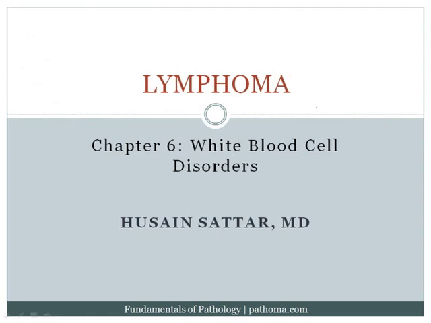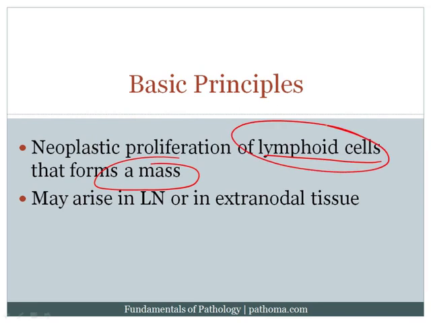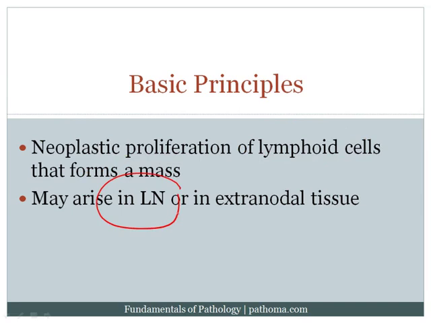Basically, the very first principle that I'd like to establish is that lymphoma is a neoplastic proliferation of lymphoid cells that forms a mass. Lymph, i.e. lymphoid cells, oma, that forms a mass. And that's what gives it its name of lymphoma. Now, lymphoma can arise within the lymph node, and that makes sense because that's where lymphocytes normally live, but it can also arise within extranodal tissues outside of the lymph node.